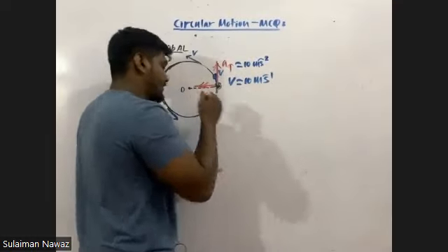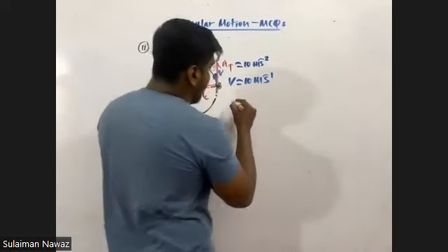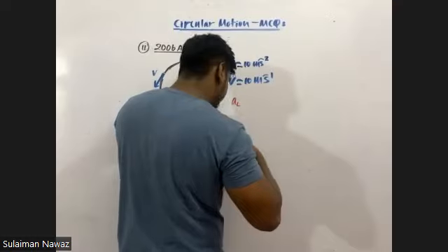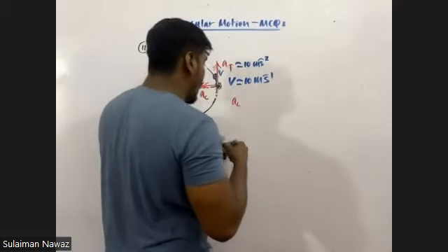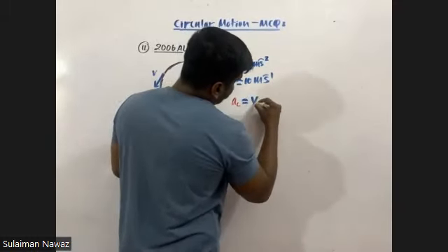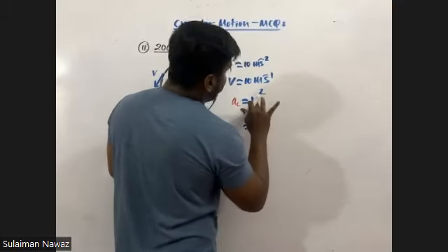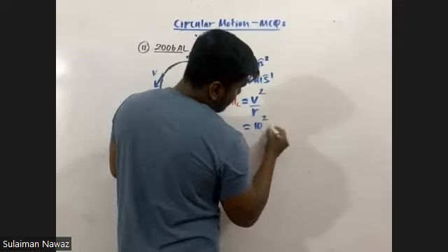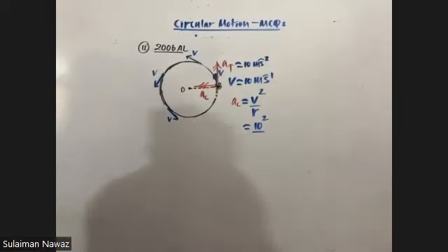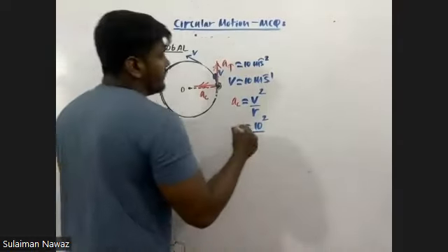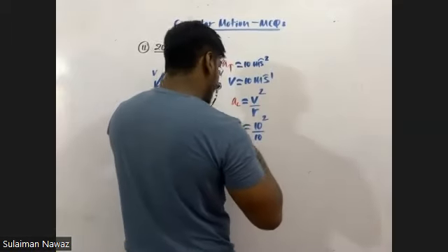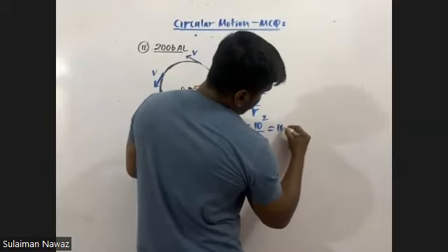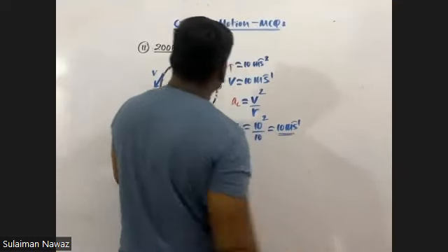Now we can easily find the centripetal acceleration. As they have given tangential velocity, centripetal acceleration equals V squared over R. V is 10 m/s, 10 squared, and the circular motion radius is 10 meters. Then I'm getting centripetal acceleration as 10 m/s². Right?